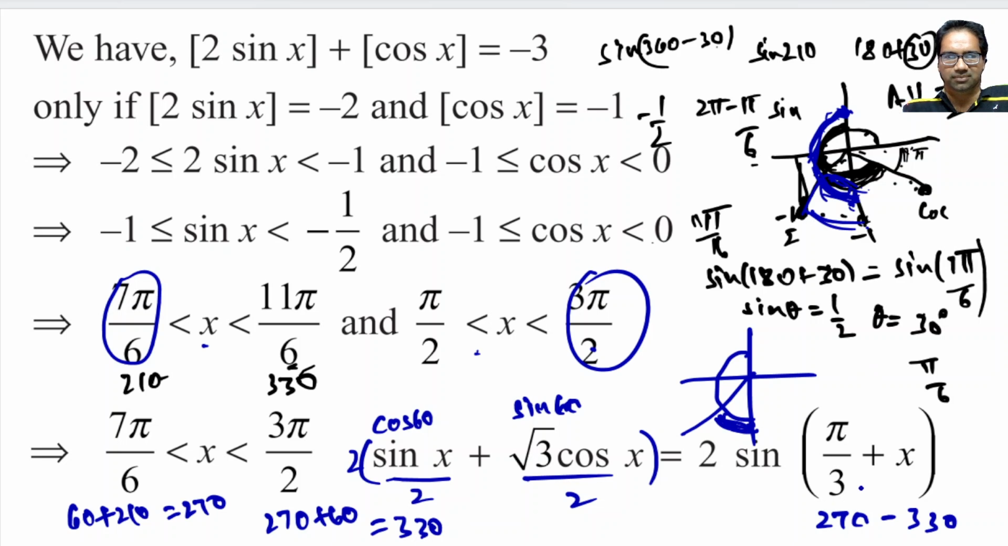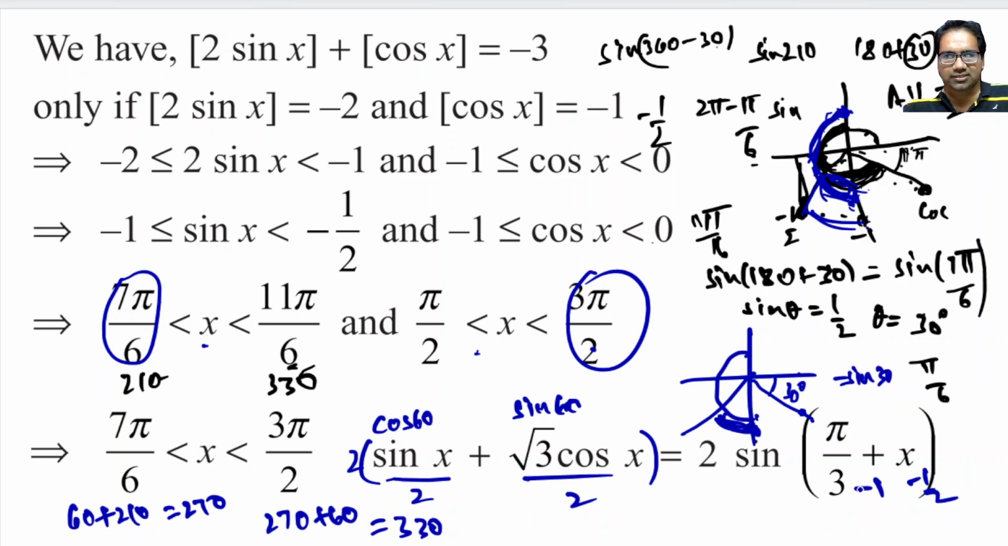Now, what is that? Sin 270 is actually minus 1. So sin 270 is this point. It is minus 1. And sin 330, we just realize what is 330? 360 minus 30 degrees, which is equal to minus sin 30, which is equal to minus half. So minus 1 to minus half.